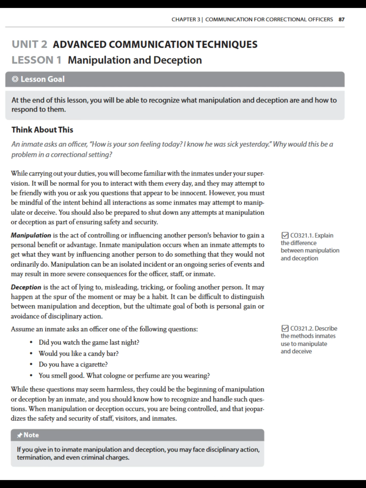When manipulation or deception occurs, you are being controlled, and that jeopardizes the safety and security of staff, visitors, and inmates. Note, if you give in to inmate manipulation and deception, you may face disciplinary action, termination, and even criminal charges.